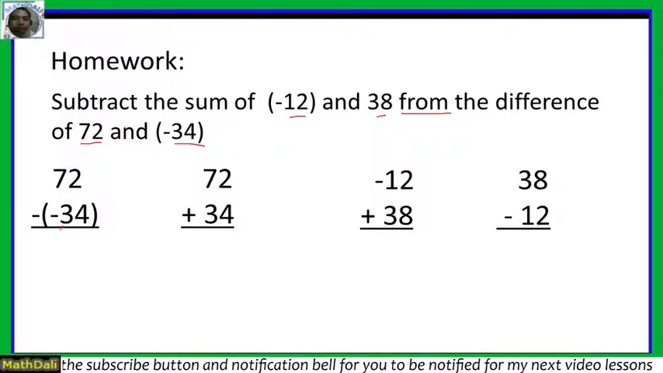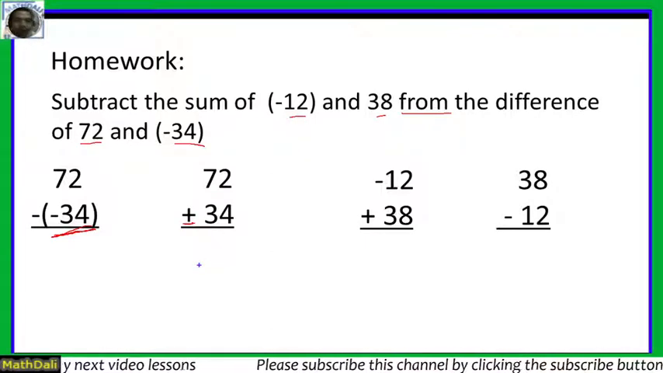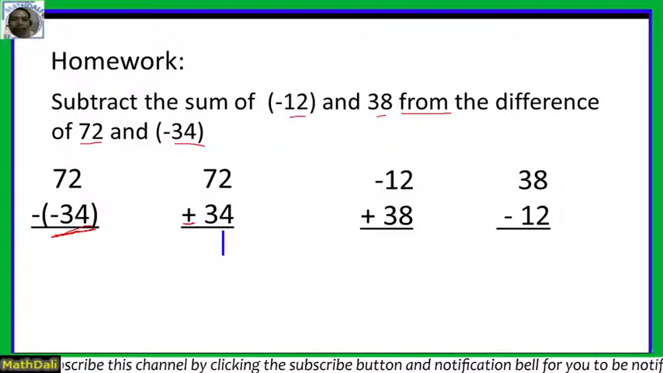So, yan. So, first, we are going to change the sign of the subtrahend. So, papalitan nyo to. So, itong negative 34 dito, magiging positive 34. Then, proceed to addition. Okay, so add natin to. So that will be equal to, yan. 2 plus 4, that will be equal to 6.